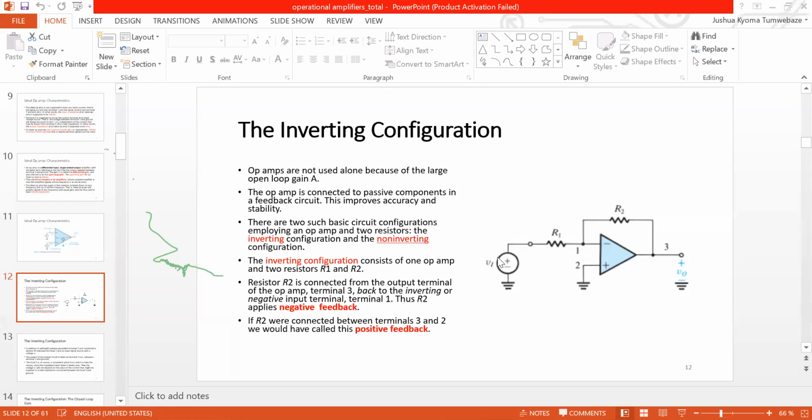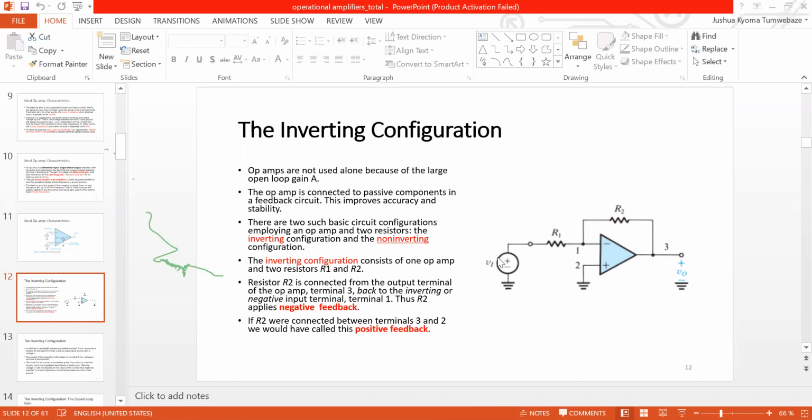The comparator circuit, which compares two signals and gives you an output. That one is a digital circuit. But now we want to look at the analog circuits that we can derive using an op amp.